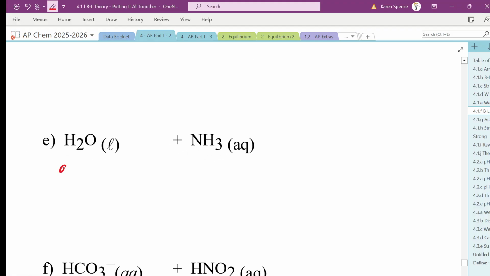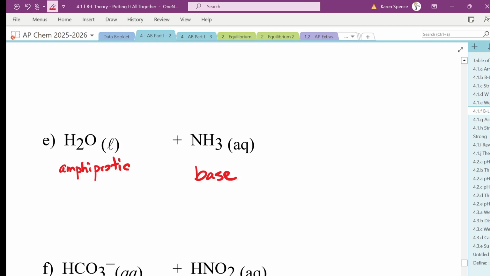Okay, so water is amphiprotic. It's the weakest acid, it's the weakest base, it's amphiprotic. Yeah? NH3, what is NH3? It's ammonia. Is it an acid or a base? Is it strong? Is it weak? It is a base. Is it a strong base or a weak base?